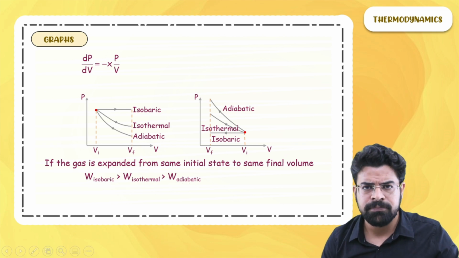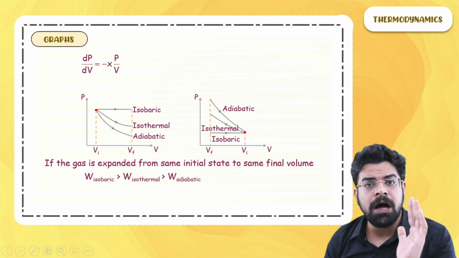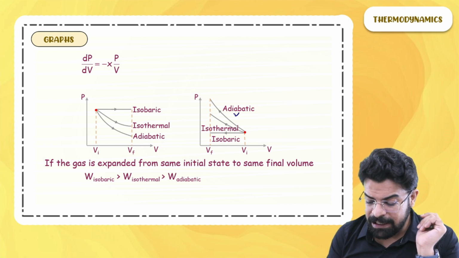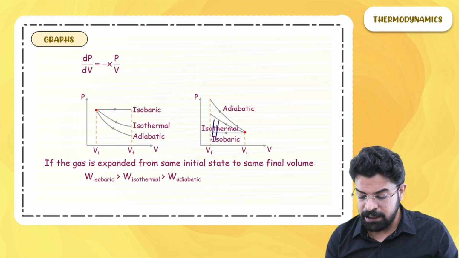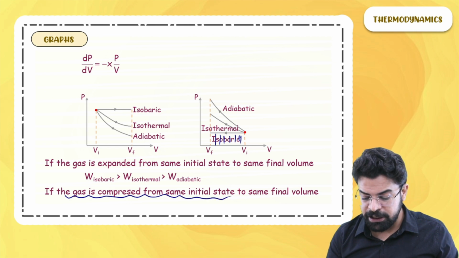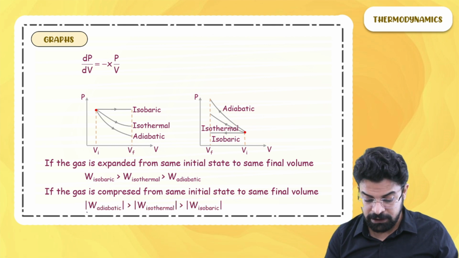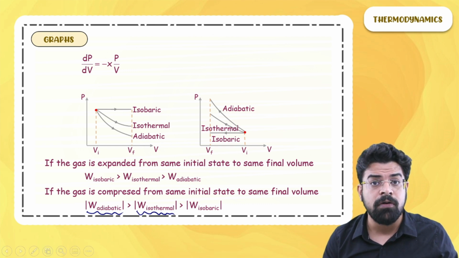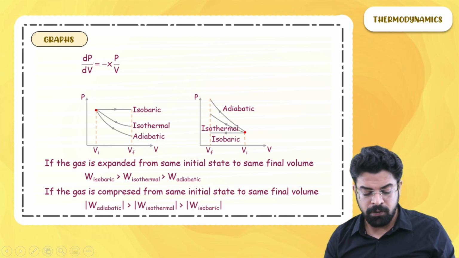What about compression? In the case of compression, the sign of the work done will be negative. So here we are comparing the magnitude. For the adiabatic compression, you can see the area under the graph will be highest. Then comes the area under the isothermal, and then the area under the isobaric, if we are talking about the magnitude. So if the gas is compressed from same initial state to same final volume, then the magnitude of work done in adiabatic process is more than in an isothermal process, which is more than in an isobaric process. This is something important that you should remember. Now let's move on ahead.